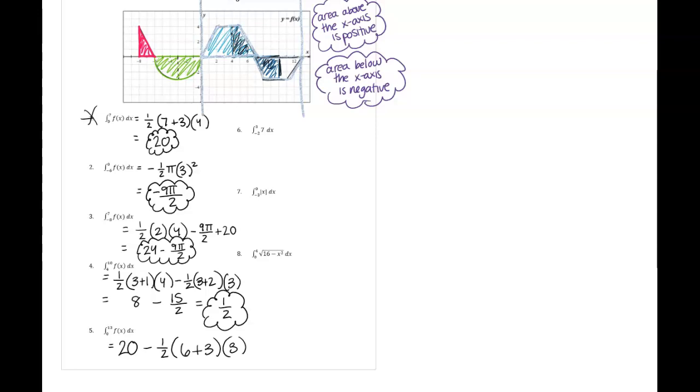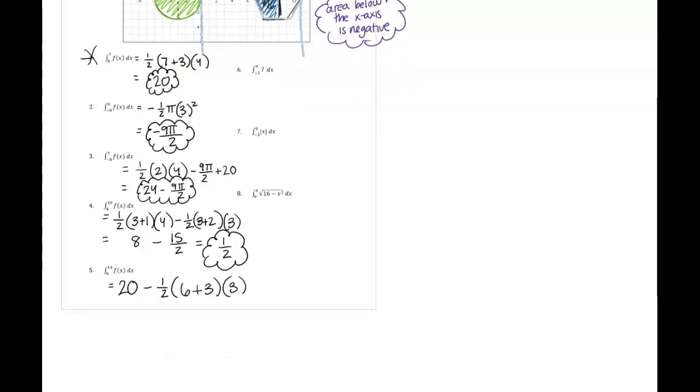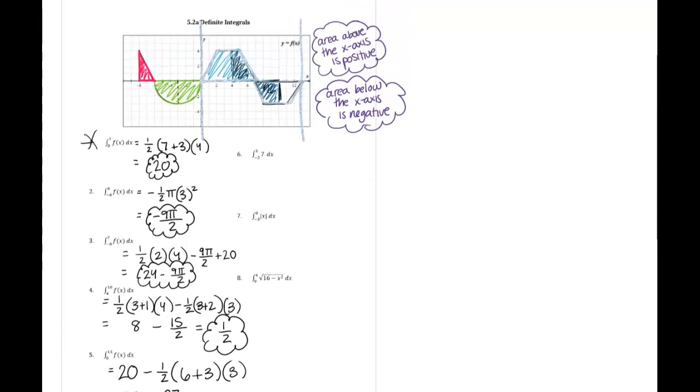So this is 20 minus, let's see, this is half of 27. So 20 minus 27 halves. This is technically 40 over 2, so 40 halves minus 27 halves, which is 13 halves. So still a net positive area because the trapezoid above the x-axis is larger than the one below.